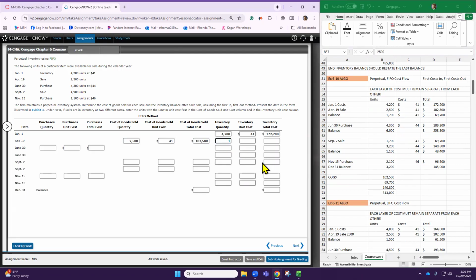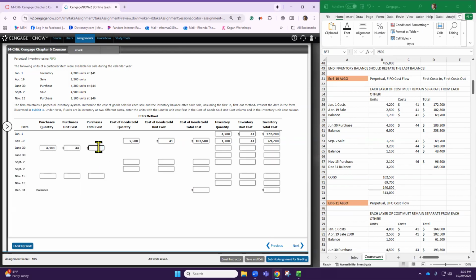Now we have 1,700 remaining at a $41 cost, 69,700. Okay, so I like using Excel this way because it helps me calculate things more quickly. But if I have to change numbers, sometimes it gets a little confusing trying to video it. All right, so now it's June 30th. We're purchasing 4,300 units at a cost of 44.